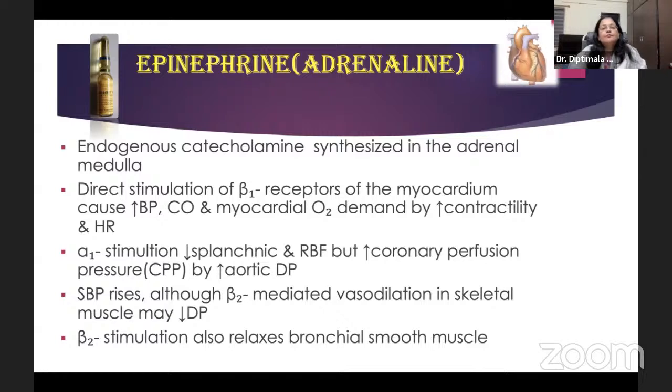This is the endogenous catecholamine synthesized in the adrenal medulla. Direct stimulation of beta-1 receptors of the myocardium causes increase in blood pressure, cardiac output, and myocardial oxygen demand by increasing the contractility and heart rate. Alpha-1 stimulation will reduce the splenic blood flow and renal blood flow, but will increase the coronary perfusion pressure by increasing the aortic diastolic pressure. Systolic blood pressure rises, although beta-2 mediated vasodilatation in skeletal muscle may reduce the diastolic pressure. Beta-2 stimulation relaxes the bronchial smooth muscles.